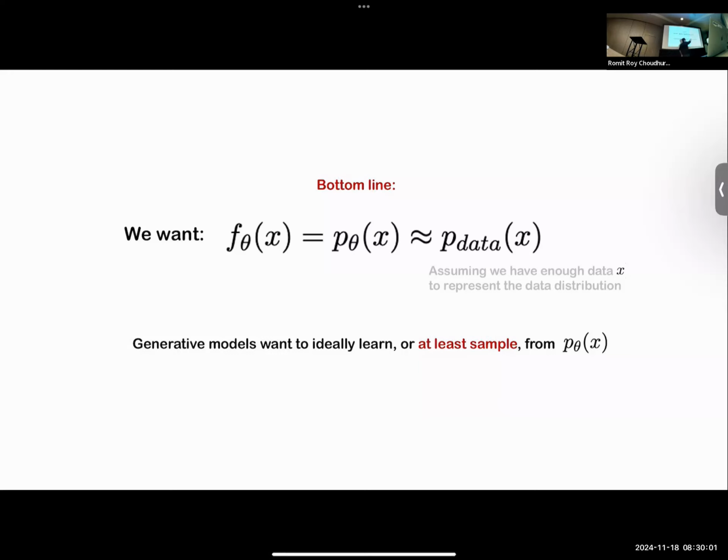And the assumption is we have enough data points X, we have enough images that it represents the true data. So if we crawl the whole internet and get all the images, those images cover the whole data distribution. That's the assumption. Okay. Generative models ideally want to learn, or at least if I cannot learn, even if I can sample from p theta x, that's good. Do you see the difference? I don't need to know the function. If I can sample from that function, maybe that's fine. Okay. Generative models have this goal.